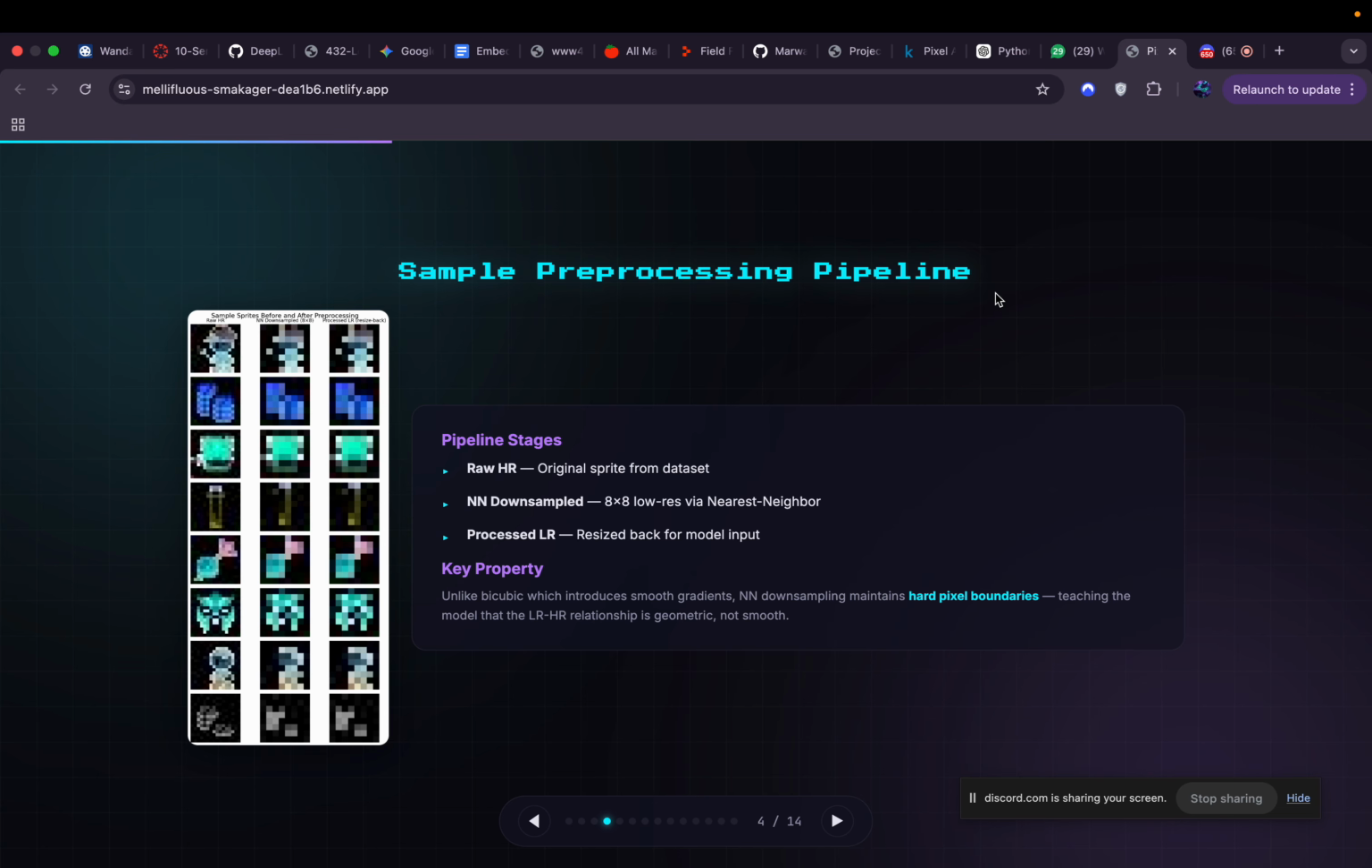Here you can see actual images from our pre-processing pipeline. The left column shows the raw high-resolution sprites. The middle shows them downsampled to 8 by 8 using nearest neighbor, and the right shows the processed low-resolution input that gets fed into the model. Notice how the NN downsampled version maintains hard pixel boundaries. There is no smoothing or blending between colors. This is the key insight.